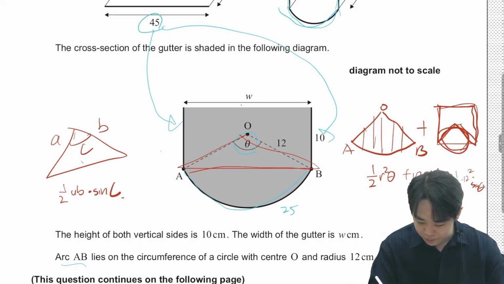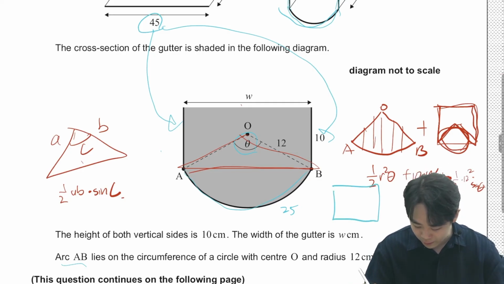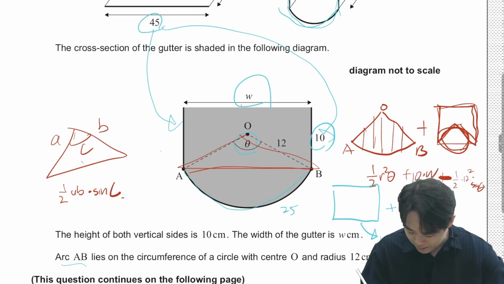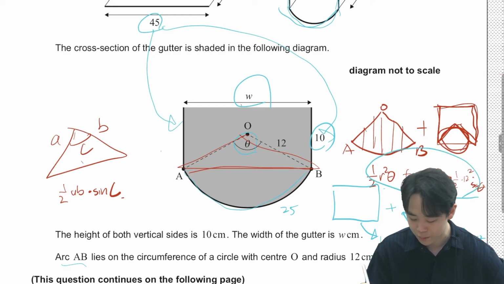Or we could do the rectangular area plus this area right here. So this would be 10 times W, length times width of a rectangle. How do you find this chord section here? Well, this part is just the sector minus the triangle. So again, we would just have 1/2 r squared theta, where it's 12 squared times theta, minus 1/2 12 squared sine theta. So either way, we're looking for the same expression.